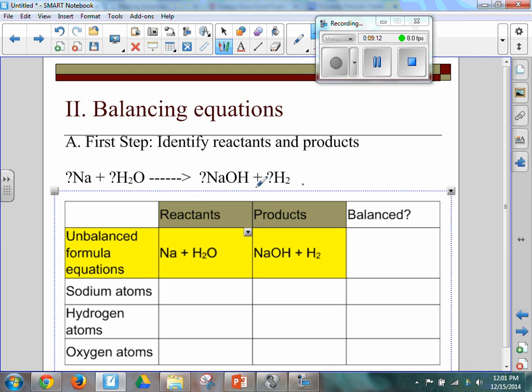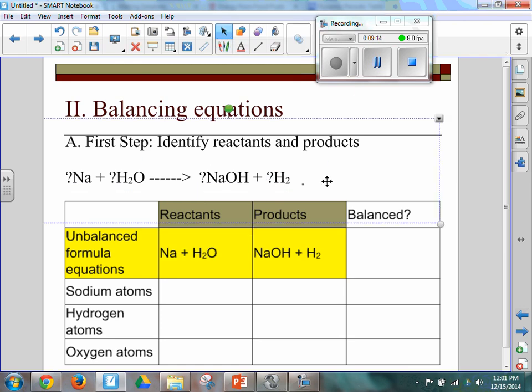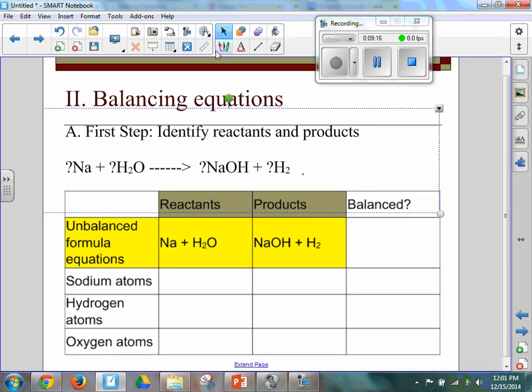So now, the first step, we need to go ahead and figure out what are our reactants and our products. Now, for the most part, you guys understand on the left side, these are reactants. On the right side, these are the products. Okay? So anything that's over here is a reactant. Anything over here is a product. So I went ahead and filled this out for you. The reactants are sodium and water. And my products are NaOH, which is sodium hydroxide, and hydrogen atoms. Okay? So I've gone ahead and figured out my reactants and products.